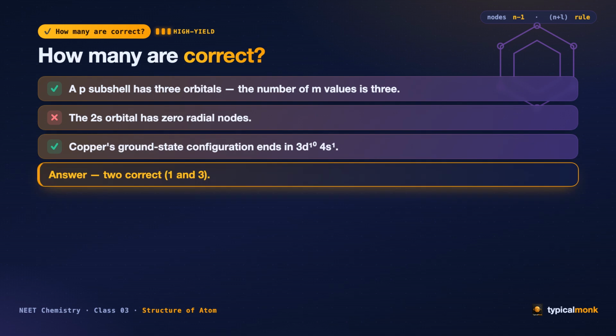2 statements, the first and the third. A p subshell truly has 3 orbitals and copper truly ends in 3d10, 4s1. But the second one fails. The 2s orbital has 1 radial node, not 0, because 2 minus 0 minus 1 is 1. 2 correct. Statements 1 and 3.